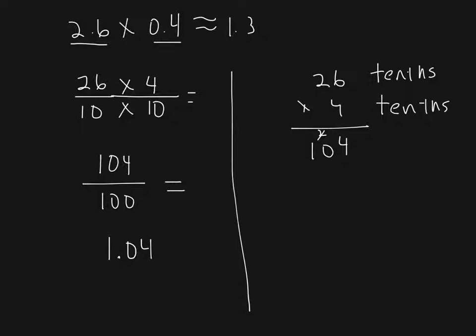And then if I multiply tenths times tenths, I will get hundredths, because every time I multiply by tenths, I have to move over to the right one place in that place value chart I have in my mind. 104 hundredths, that means I have 1 whole and 4 hundredths left over.